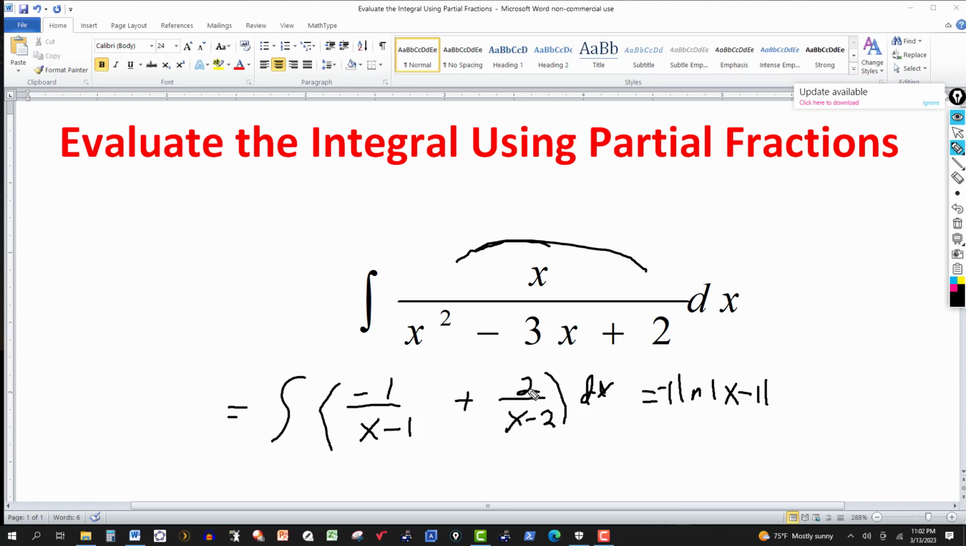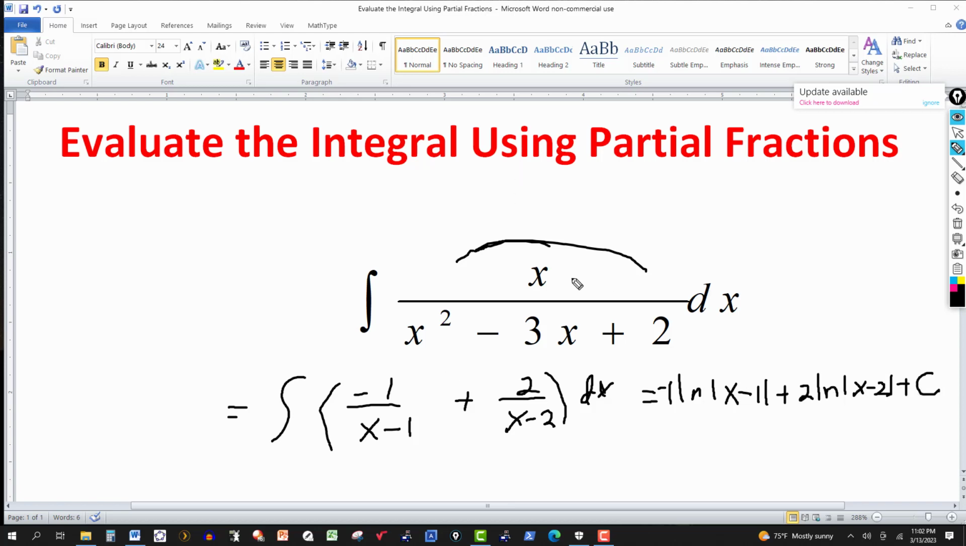And then for this one, let u equal that, the integral will be 2 over u, and that has an answer of 2 natural log of absolute u, which is x minus 2. So I'll write this as a plus 2, and this will be the natural log of absolute x minus 2. And you have your constant of integration.